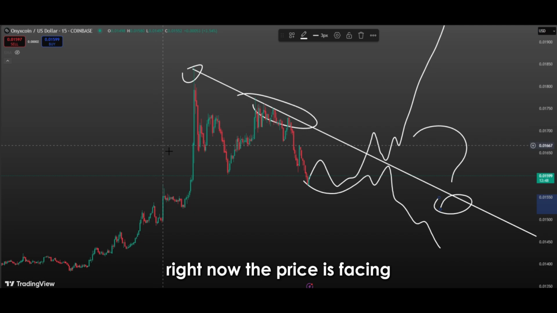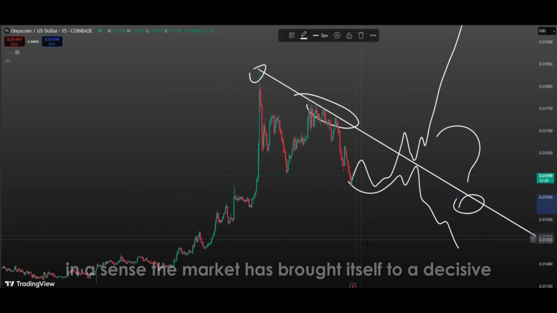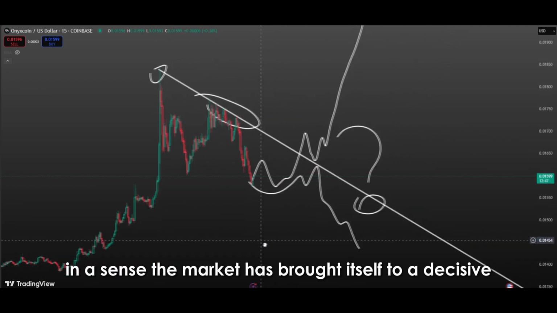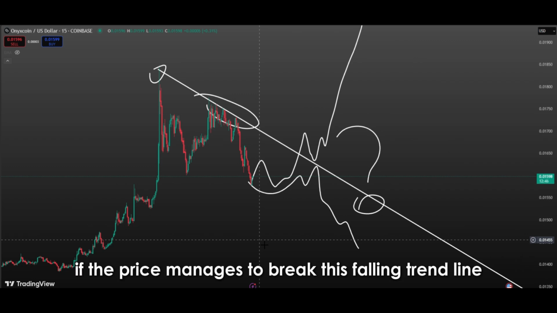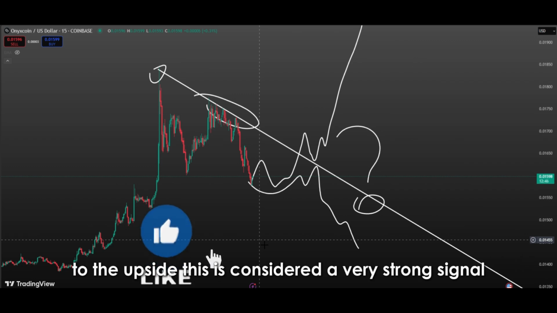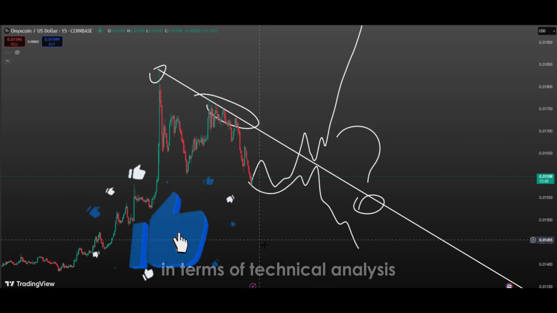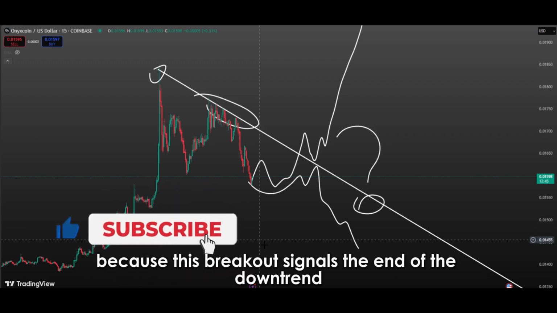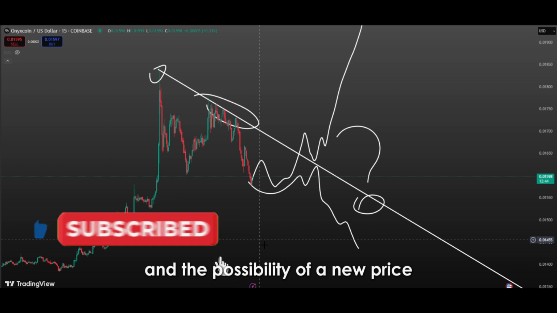Right now, the price is facing the resistance of this bearish trend. In a sense, the market has brought itself to a decisive decision point. If the price manages to break this falling trend line to the upside, this is considered a very strong signal in terms of technical analysis, because this breakout signals the end of the downtrend and the possibility of a new price direction.